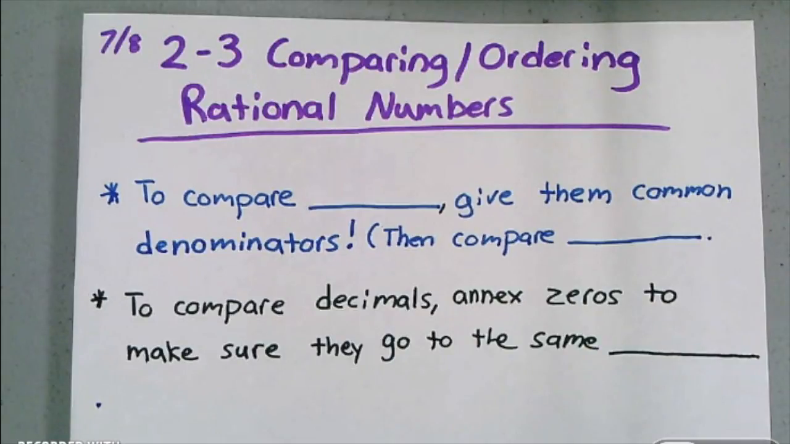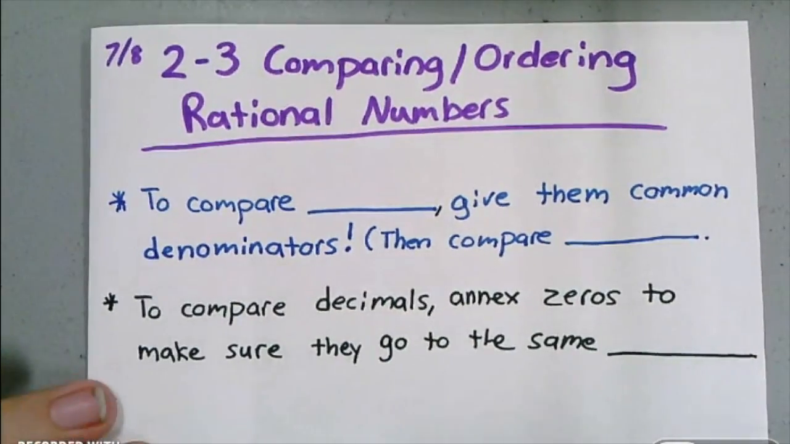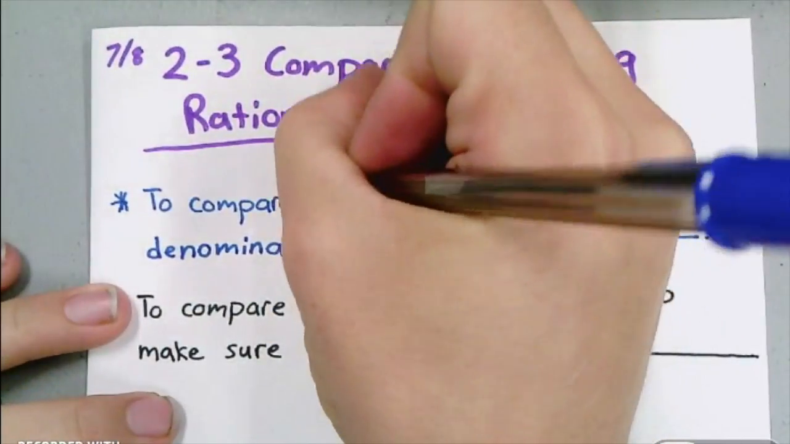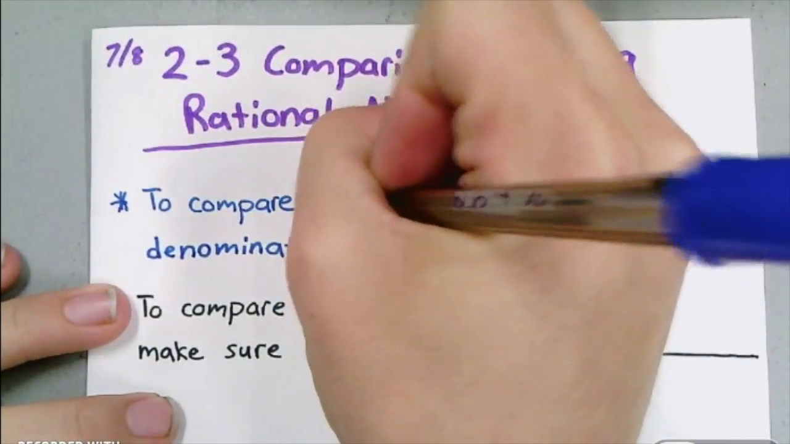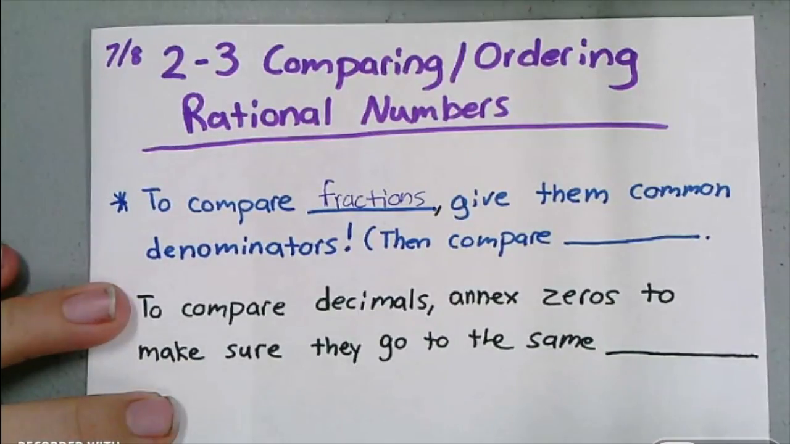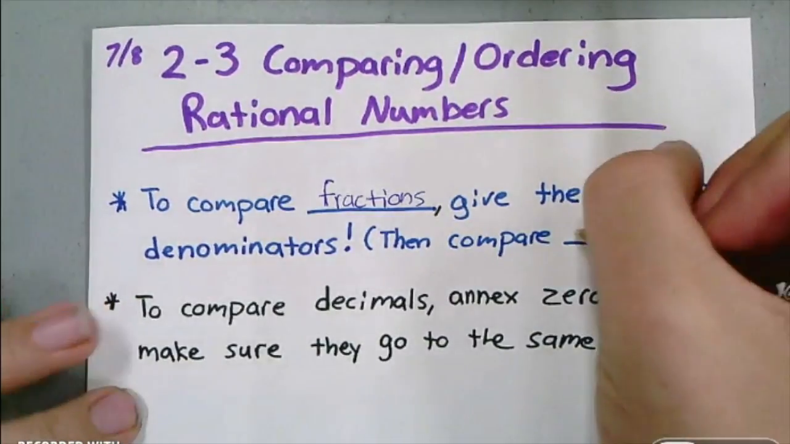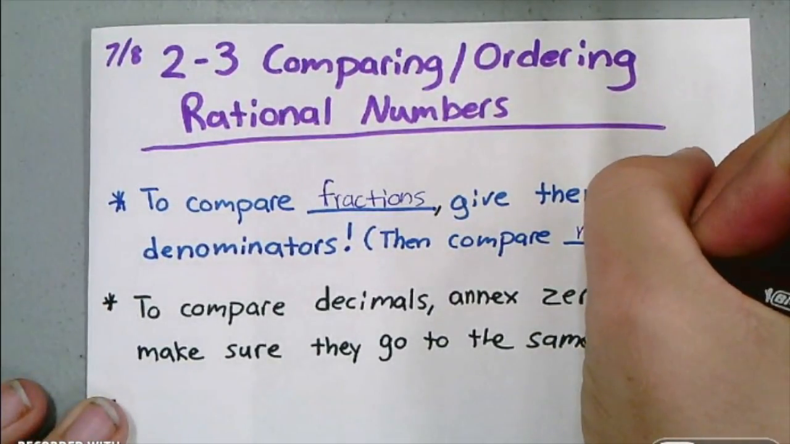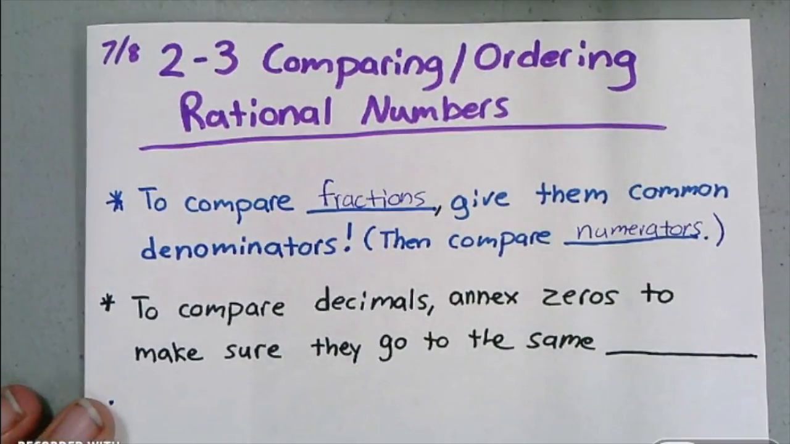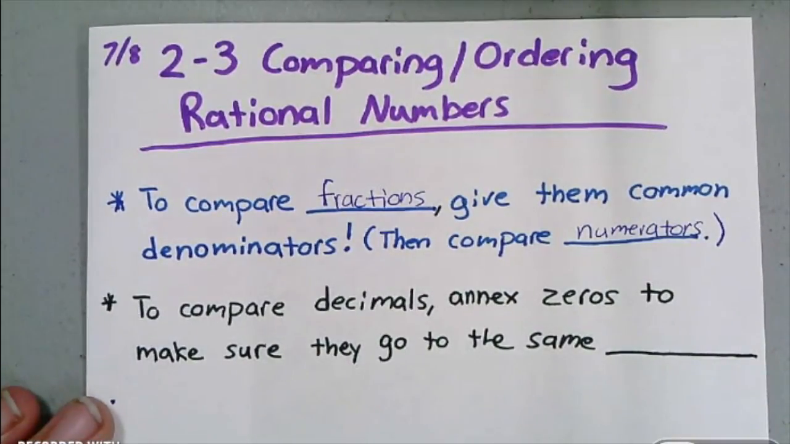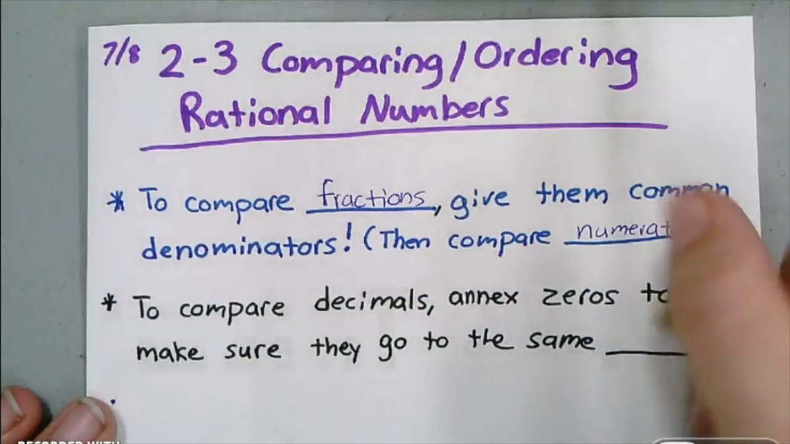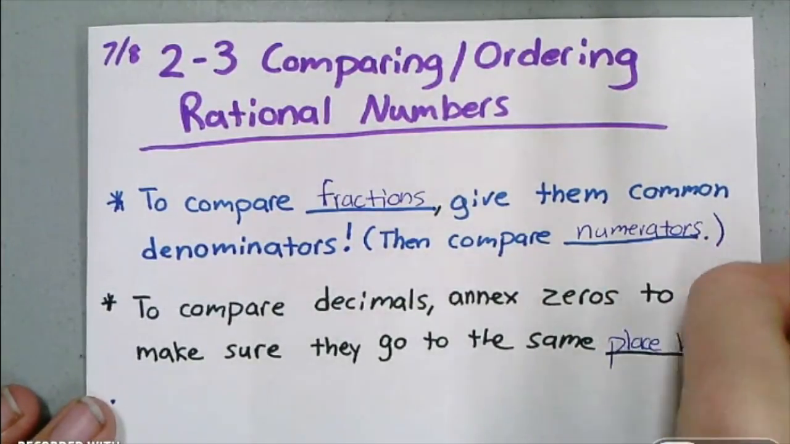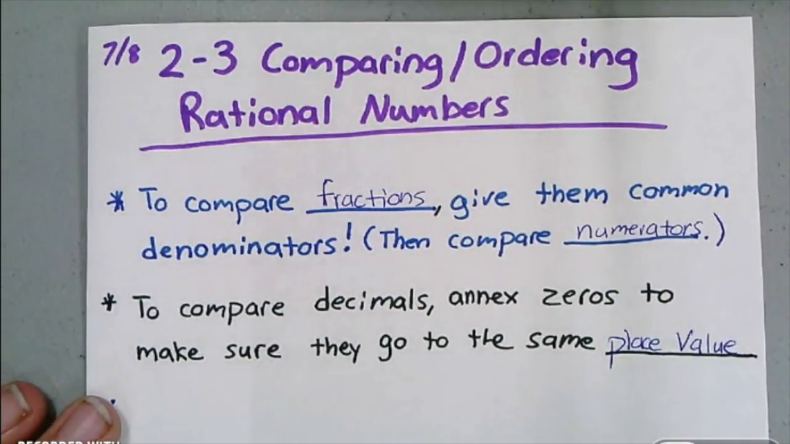Lesson 2-3 on comparing and ordering rational numbers. To compare fractions, which is one type of rational numbers, give them common denominators, then compare the numerators. To compare decimals, annex zeros to make sure that they go to the same place value. Let's look at some examples of those.